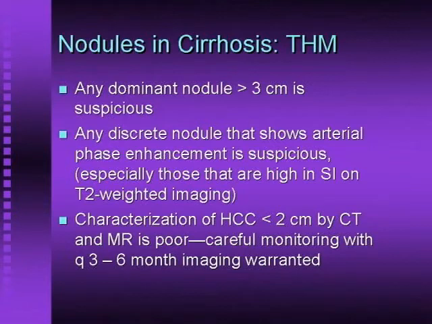Nodules in cirrhosis. Any dominant nodule greater than 3 centimeters should be considered suspicious, regardless of its signal intensity characteristics. Any nodule that shows arterial phase enhancement should be considered suspicious, especially those that are bright on T2. And just remember that overall, we're really not very good at diagnosing smaller lesions. So careful monitoring of these patients with Q3 or Q6 month imaging is certainly justified.